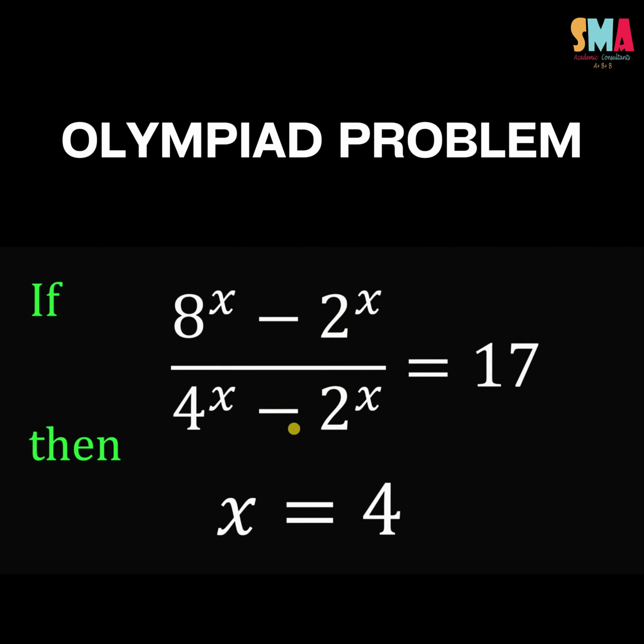So, if 8 raised to x minus 2 raised to x, over 4 raised to x minus 2 raised to x, equals 17, then the only real value of x that satisfies this equation is x equals 4.